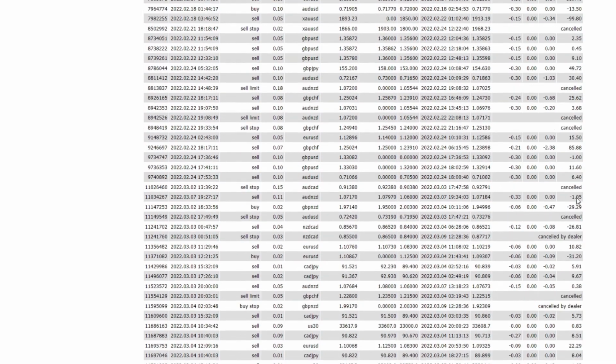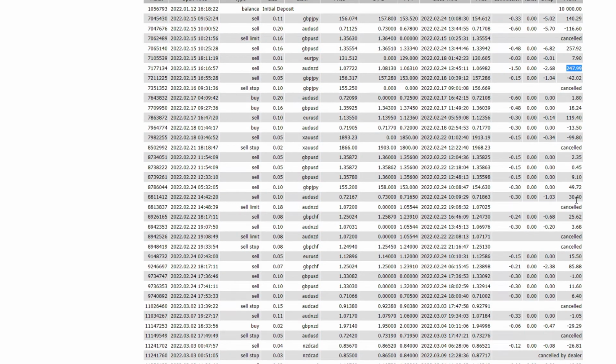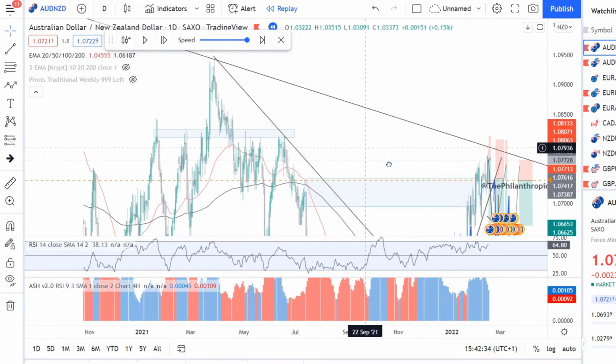So I have a few big trades that I took that turned out to be nice profitable trades. I basically scalped the remaining 1% that I needed, or 0.5% that I needed. But let me show you the last trade for today, which was the Australian New Zealand dollar, and I really like this setup. So it was the 15th of February. This was a really nice trade.